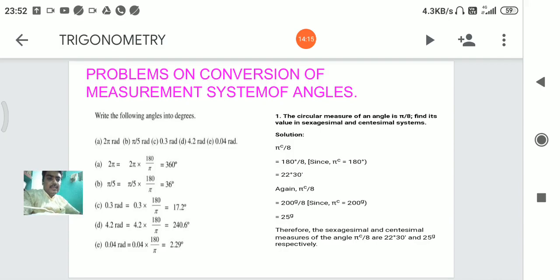Again we know that pi radian is equal to 200 grade, because pi radian is 180 degree and 90 degree is equal to 100 grade. So 180 degree is equal to 200 grade. And again by division, 200 grade by 8, that is 25 grade.